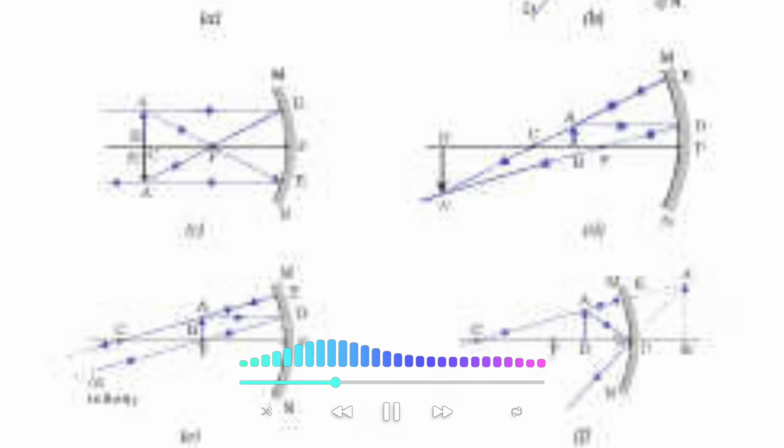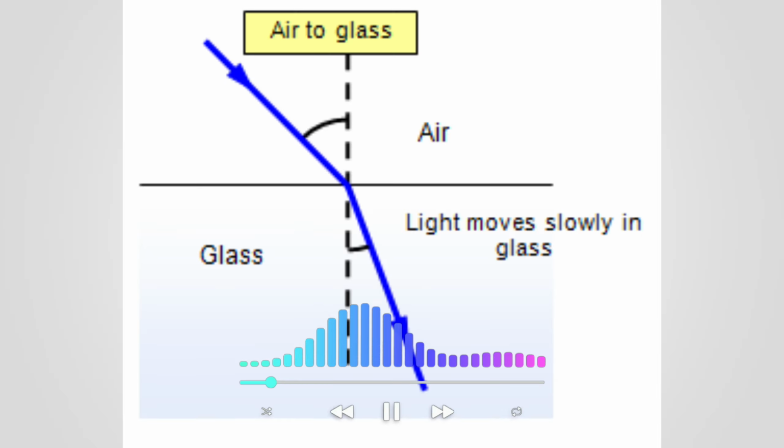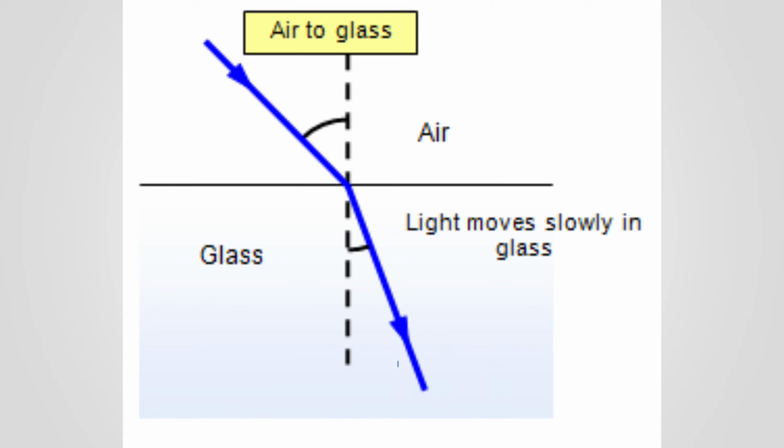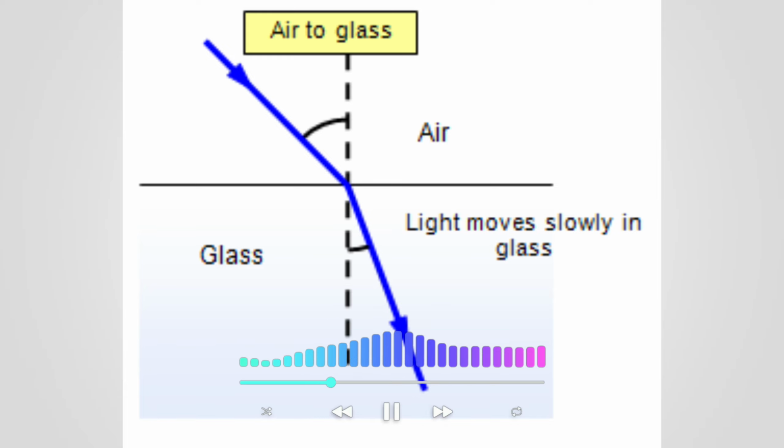So reflection is all about the bounce. But here's where it gets really interesting. What happens when light doesn't just bounce off, but actually plunges into a new material, like moving from air into water or glass? That's where things get bent out of shape, literally. What exactly do we mean by the refraction of light?